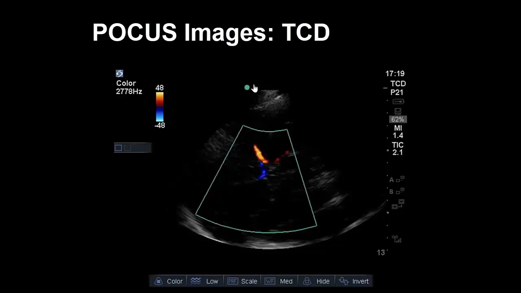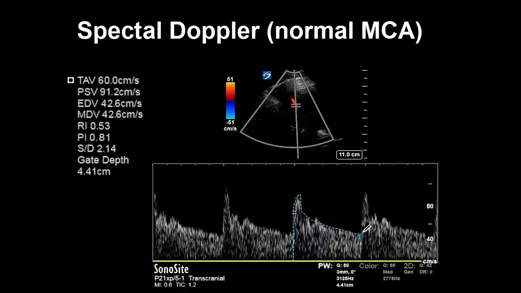Now we'll use pulse wave spectral Doppler and the equal sign over the MCA, which is usually at a gate depth of 3.5 to 5.5 centimeters. A typical spectral Doppler of normal MCA blood flow is seen here. As you can see, there's a normal systolic upstroke with a decelerated diastolic phase.